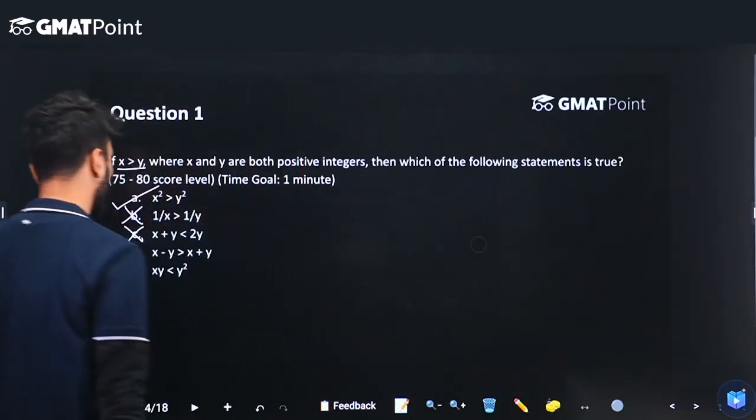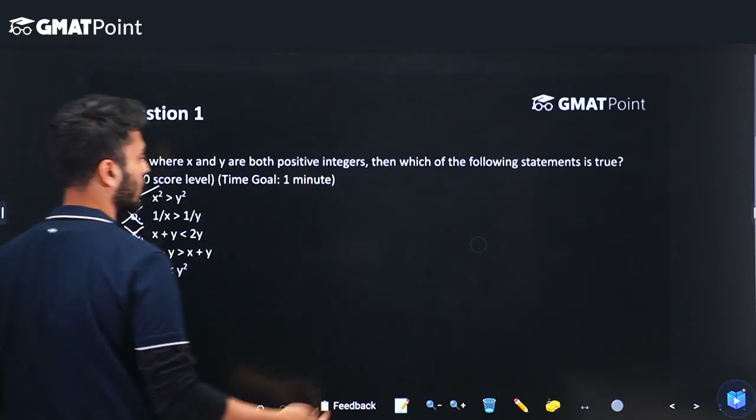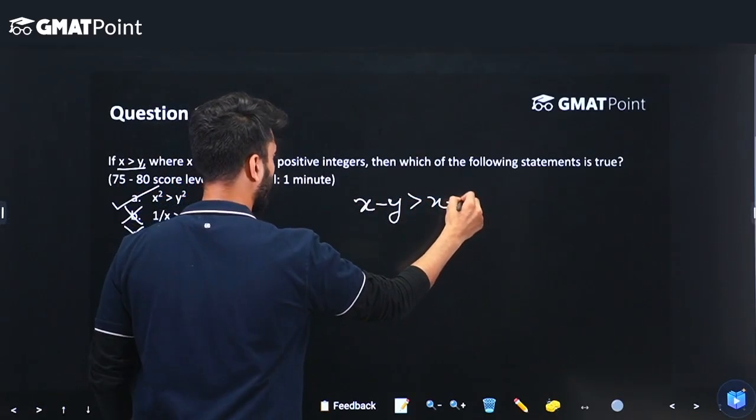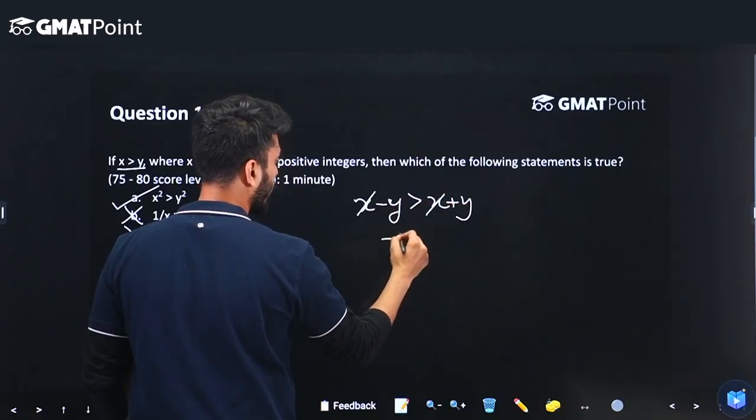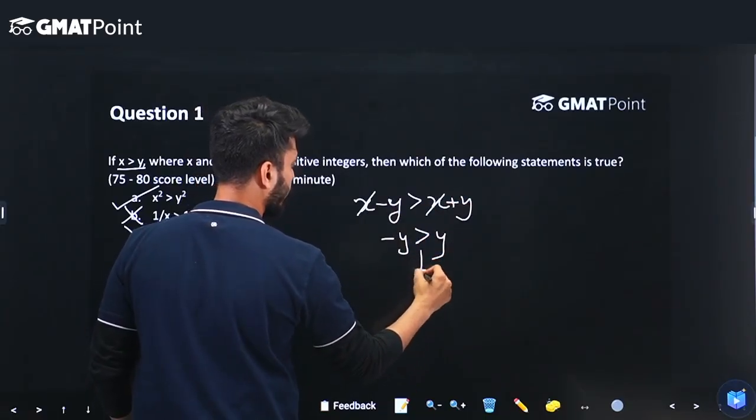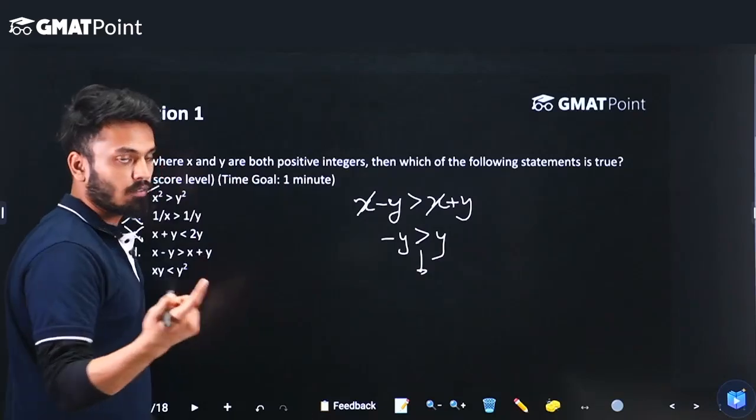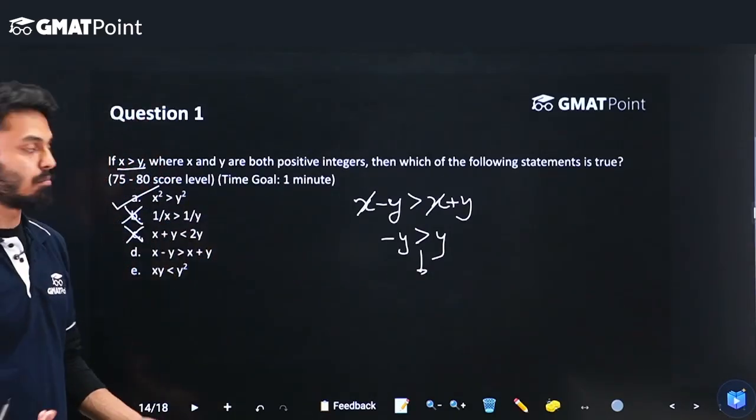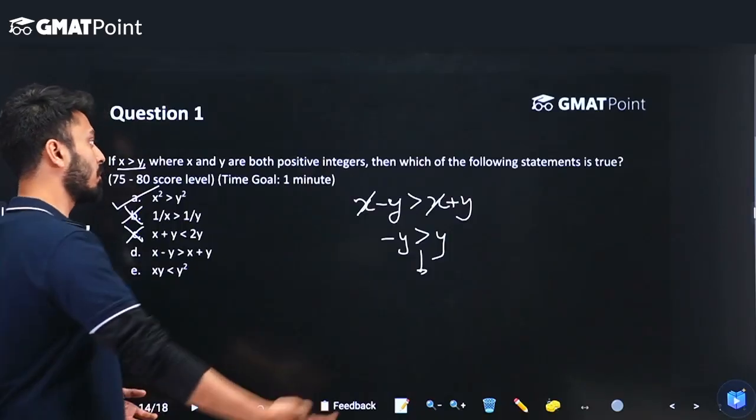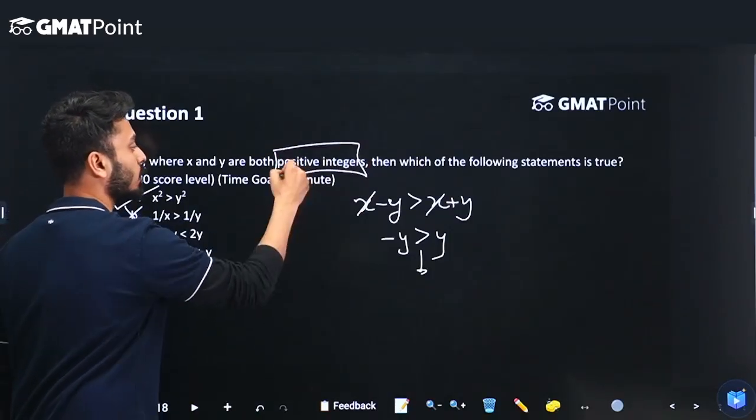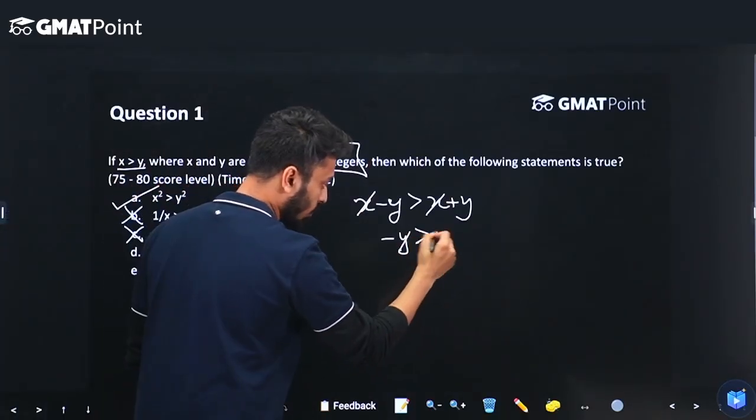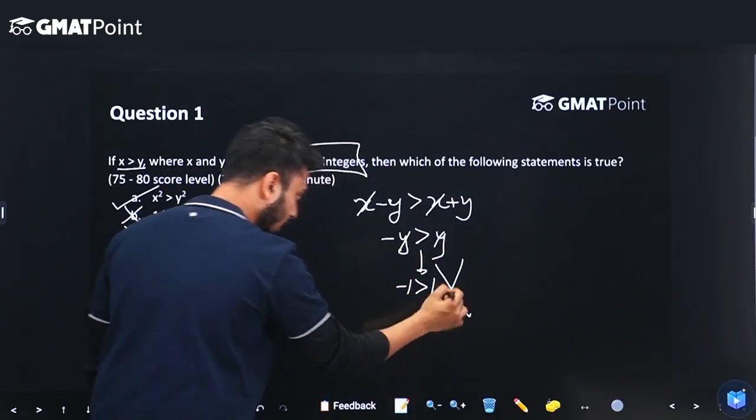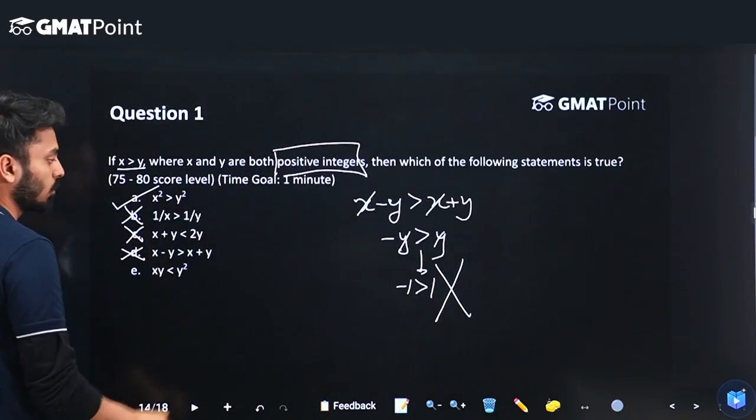Now let's look at option D. x minus y is greater than x plus y. Okay, let's check that. If I cancel the x's out, I get minus y greater than y, which gives me, again, if y was a negative number, I could not have cancelled that out. I cannot divide with a negative number without flipping the signs. But because I know that y is a positive integer, I can cancel out y on both sides. This gives me minus 1 greater than 1, which is invalid, which means option D is also wrong.